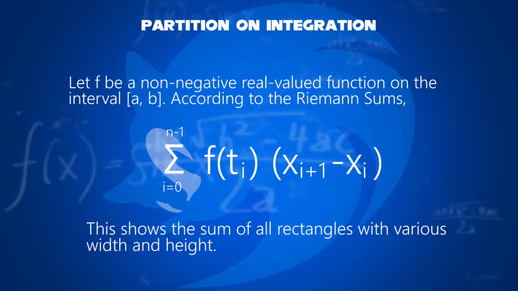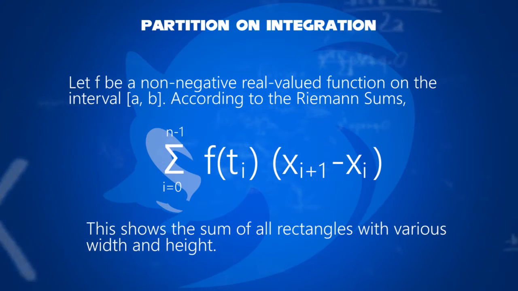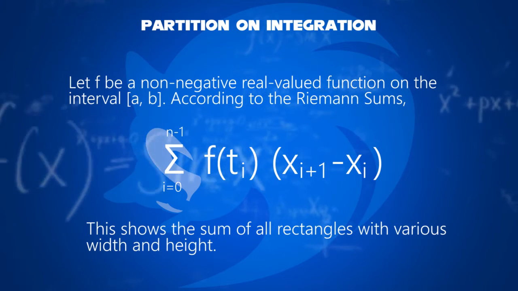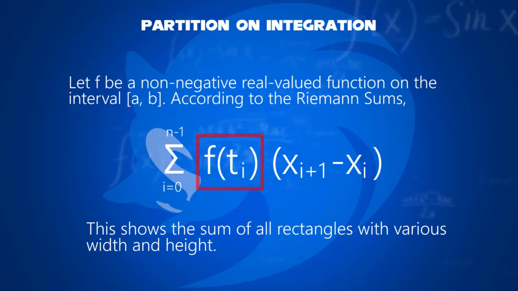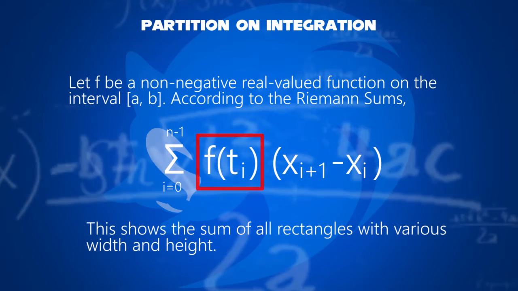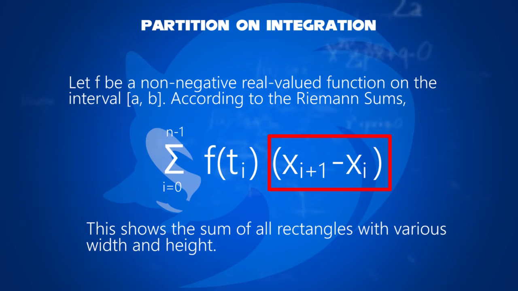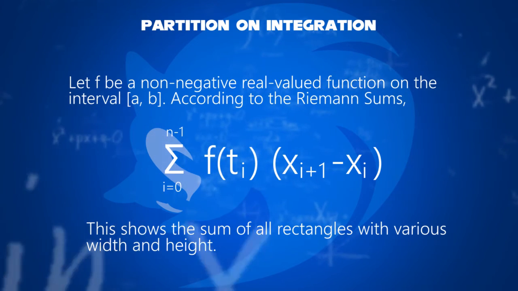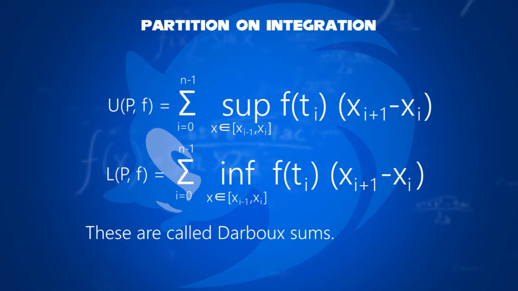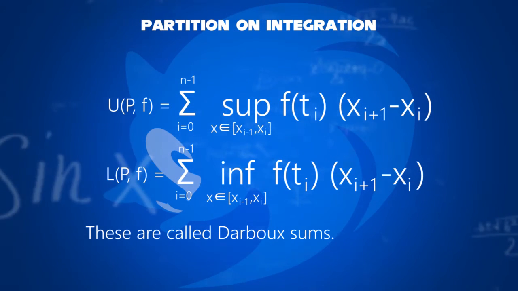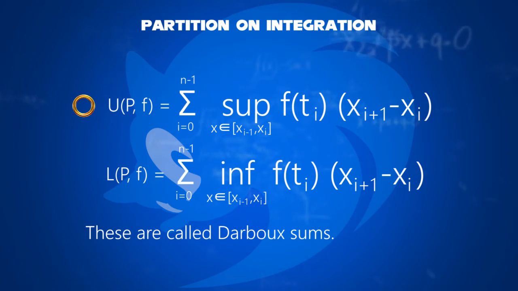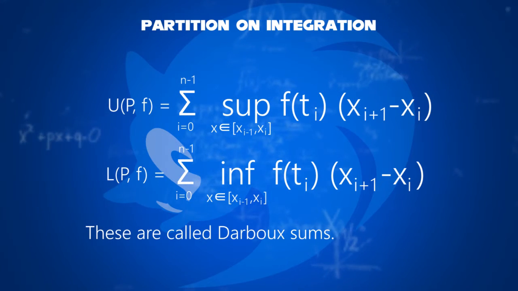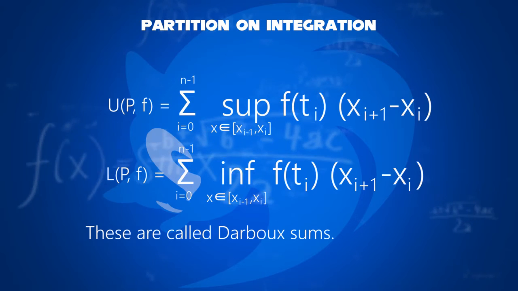Each term in the sum is the product of the value of the function at a given point and the length of an interval. Consequently, each term represents the signed area of a rectangle with height f of ti and width x of i plus 1, minus xi. The Riemann sum is the area of all the rectangles. We can derive in two parts, one for the upper and the other called lower. Upper sums can be called supremum, and the lower called infimum of f on each subinterval. These are called Darboux sums.